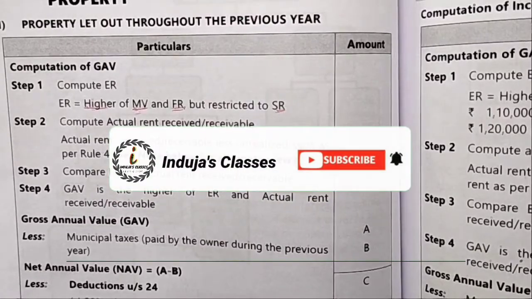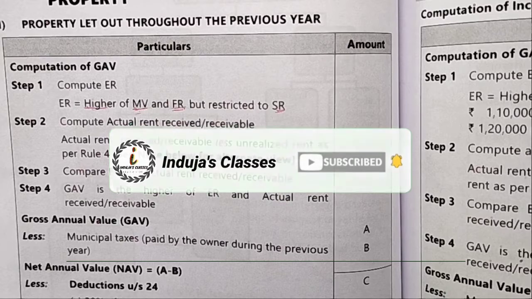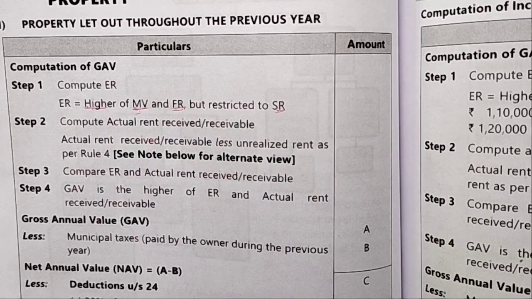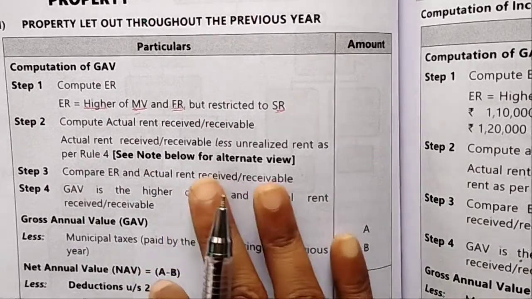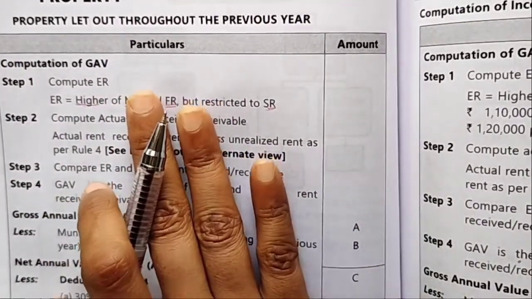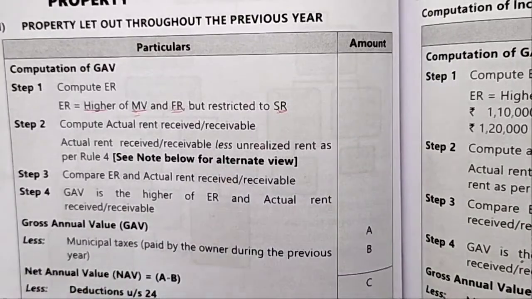Hi friends, in this video we are going to discuss how to compute the income from house property. So first one, property let out throughout the previous year. So here the property is let out throughout the previous year. In that case, how to compute the income from house property?